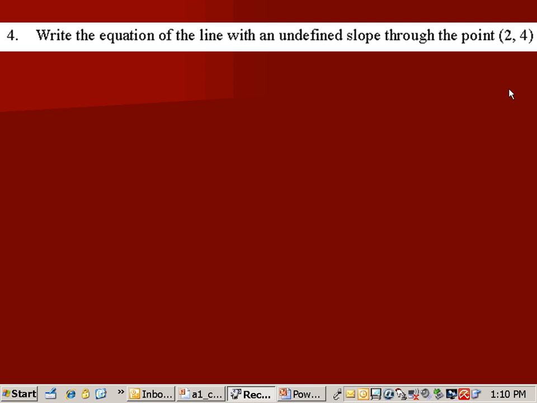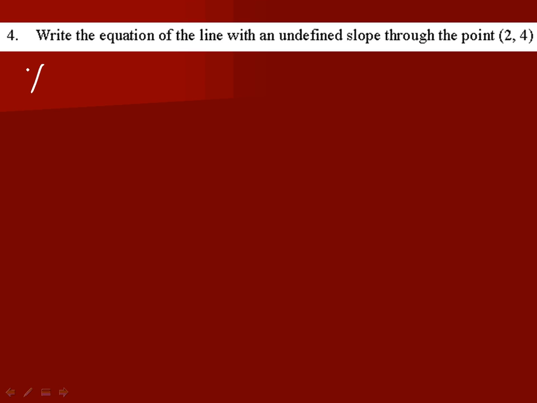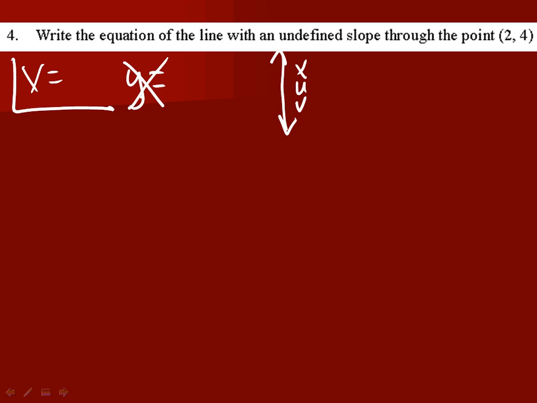Okay, so now we have the equation of the line with an undefined slope. If I have an undefined slope, am I going to have an x equals or a y equals? Undefined goes straight up and down, and straight up and downs are x, u, v. I really need y'all to remember x, u, v. So that is a vertical line, so it's not going to be a y equals line, it's going to be an x equals line.